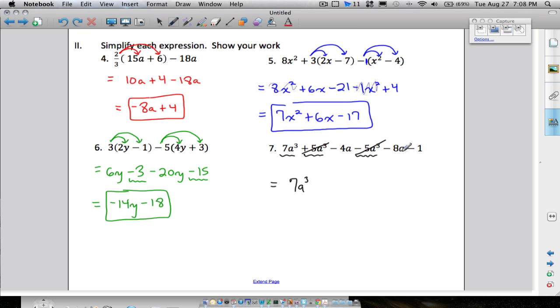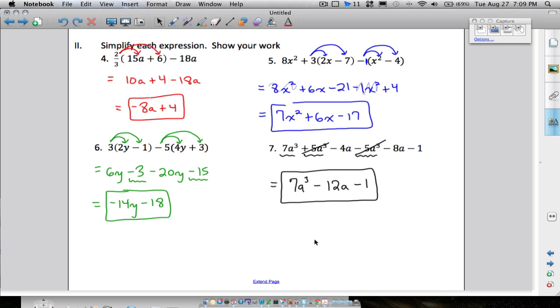The minus 4a and minus 8a, those signs are alike, so I'm going to add 8 plus 4 and I'm going to keep the negative sign. So you have negative 12a, that's what minus 4a minus 8a is. And then we don't have any more constant terms except for that negative 1 right there. And that's your final answer for that problem.